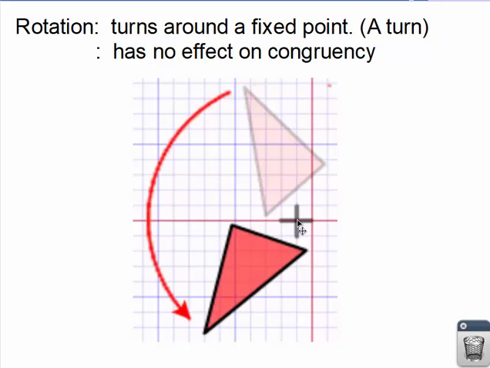Now the other thing is, does it have an impact on orientation? Well, this point right here is on the top left-hand side of the original figure. Where is its corresponding part? On the bottom right-hand side. So they are in different positions, so it has an impact on orientation.